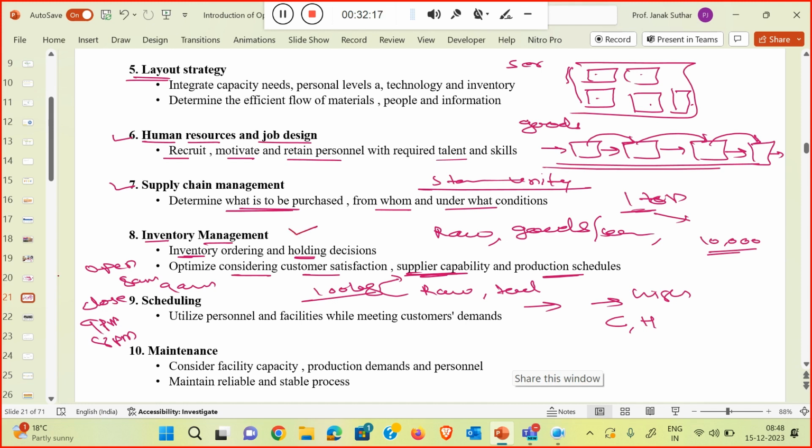So that is part of operation management, and you can say that is again one of the strategies, that is the inventory management part. The next is scheduling, as I just discussed: utilizing the personnel and facilities while meeting the customer demand.